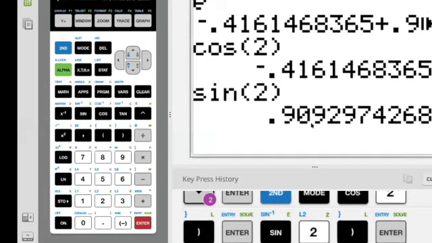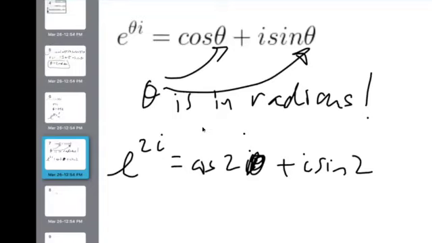Now, well, that's good for e to the 2i, but we don't know, oops, let me go back to the iPad. Wait, iPad, share. Okay, I hope there it is, is it coming there? Back to the iPad.